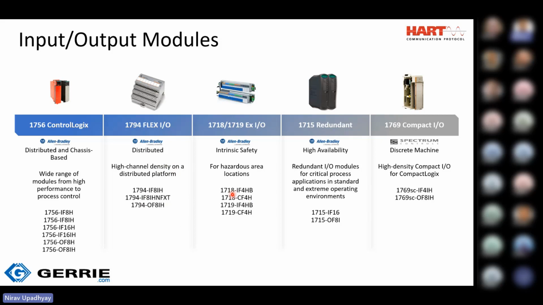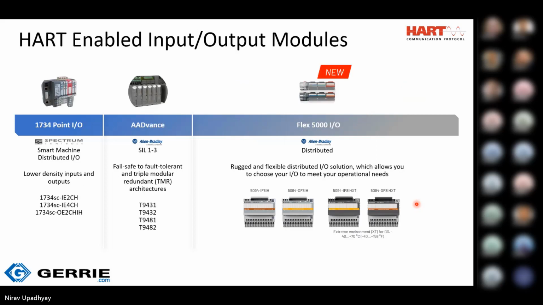You have hazardous area IO like intrinsically safe IO, 1718 and 1796 intrinsically safe IO, and redundant high availability IO, the 1715 series, for redundant IO modules. You can have the CompactLogix IO 1769 for high density Compact IO. You have 1734 POINT IO for smart machine distributed IO. You have SIL 1 to 3 like fail-safe, fault tolerant, and triple modular redundant architecture. It supports advanced IO, and you have the FLEX 5000 IO.